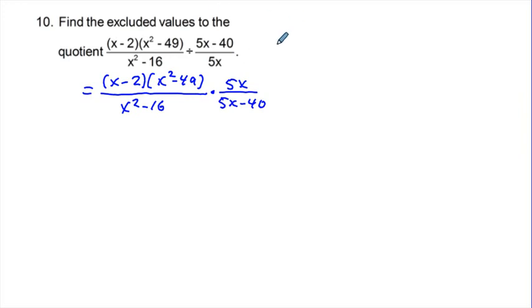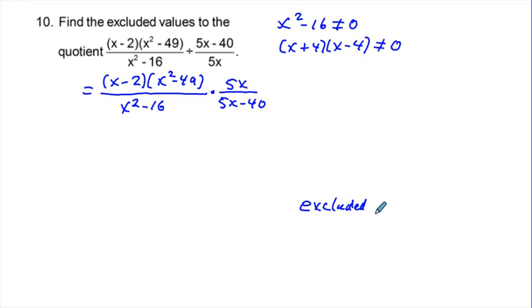Now, in finding excluded values, we have to concern ourselves with both the original expression up here on top and the one below. So in the one on top, we have x squared minus 16 cannot equal 0, and so that's going to be quantity x plus 4 times quantity x minus 4 cannot equal 0. So I'm going to put down below, kind of, excluded values right below. So x cannot equal plus or minus 4. So those are two excluded values.